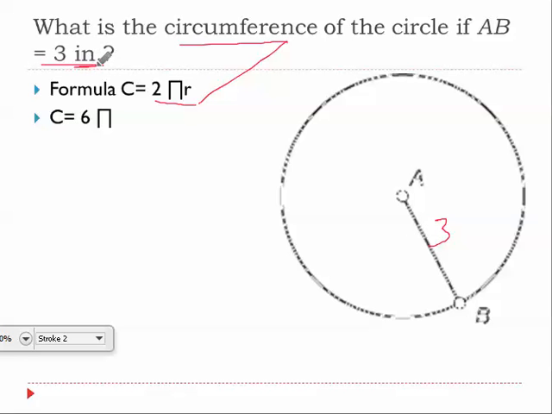AB is 3. So 3 times 2 is 6. That's 6 pi. Am I going to take it any further than that? No. Unless they tell me use 3.14 for pi in the particular question, I'm not going to go any further. I'm going to say it's 6 pi.